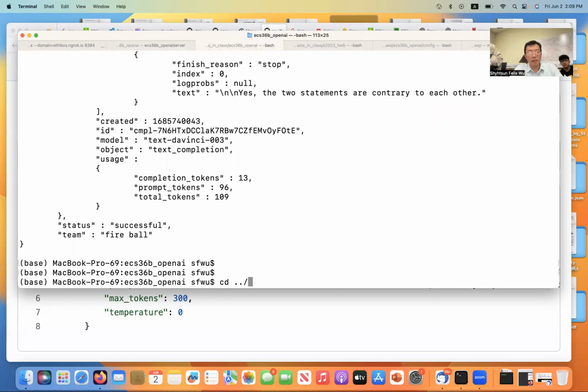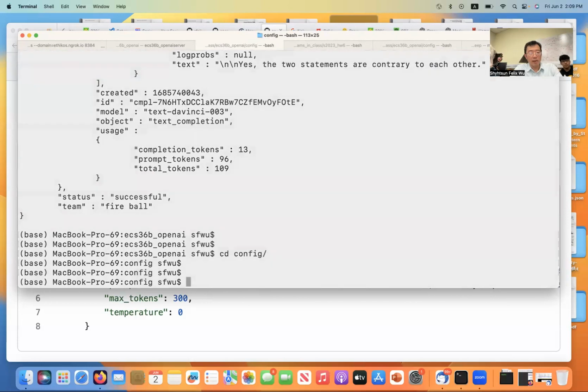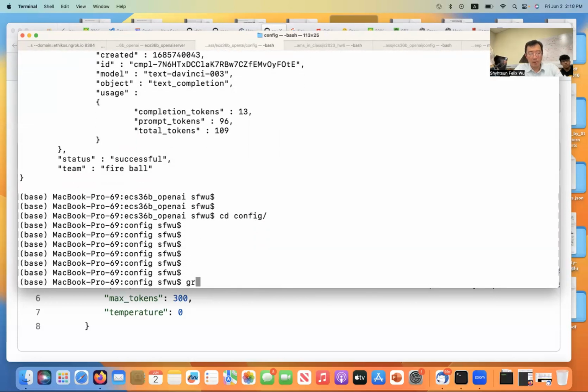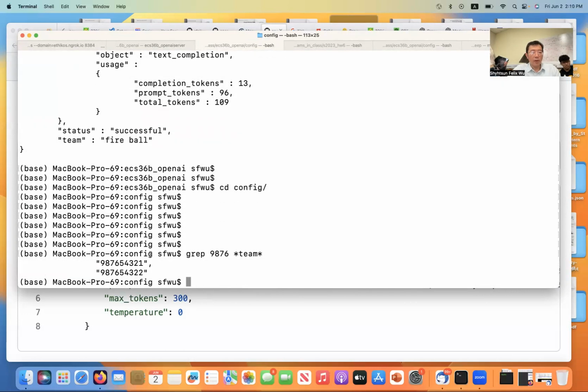Yeah, this one. Sorry, I want to show you that after you submit this, 9876. I want to just show you. Okay, so because it's recorded, I don't want to show the real number. So there are two numbers, 9876543321. Those two students belong to a fireball.